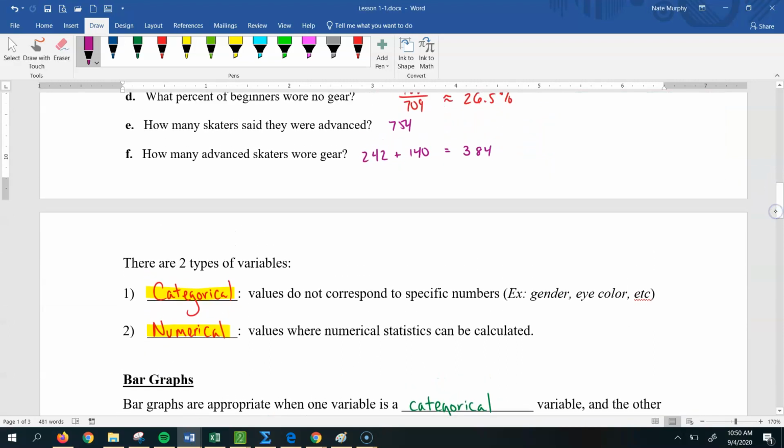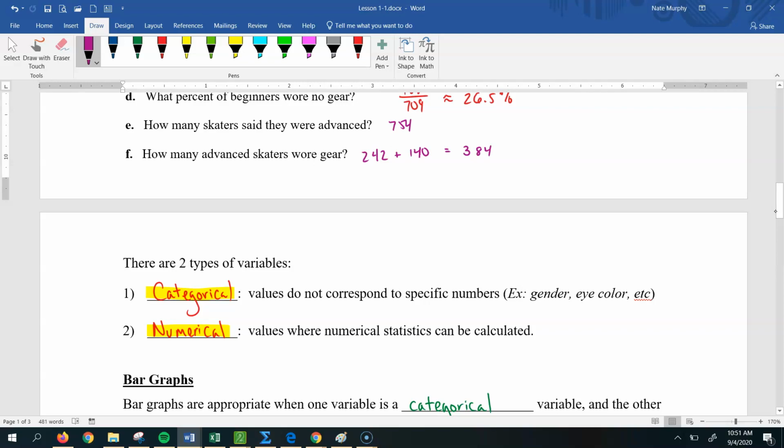Now, those variables that we just looked at can be put into 2 different categories. You want to make sure you understand these 2 categories. Variables could be called categorical variables, and they could also be called numerical variables. Now let's just take a second to think about what those represent. Categorical variables are variables where the values do not correspond to a specific number.